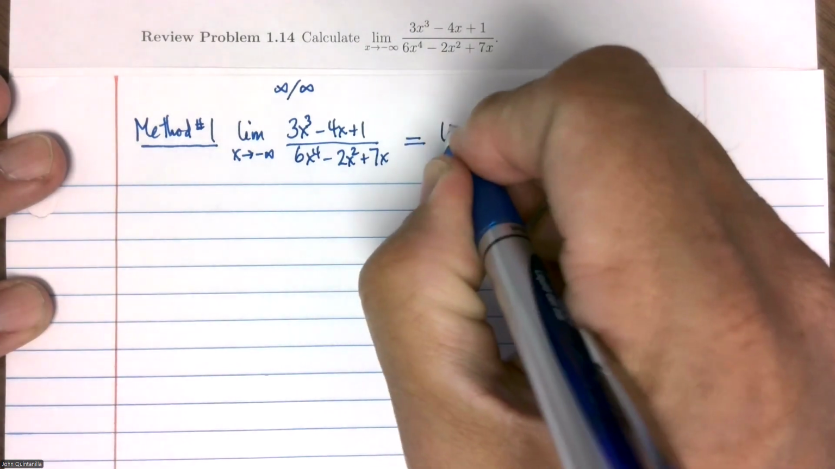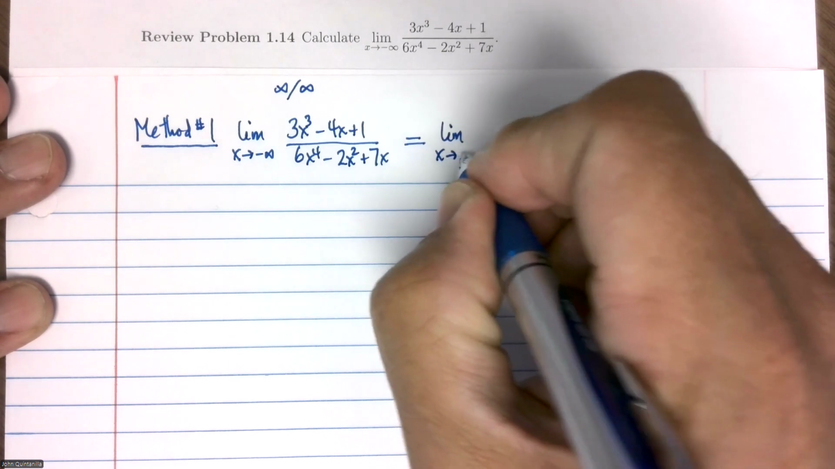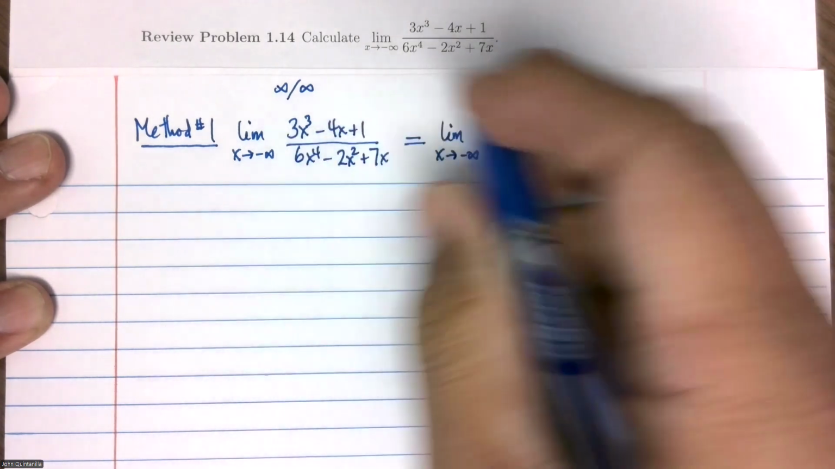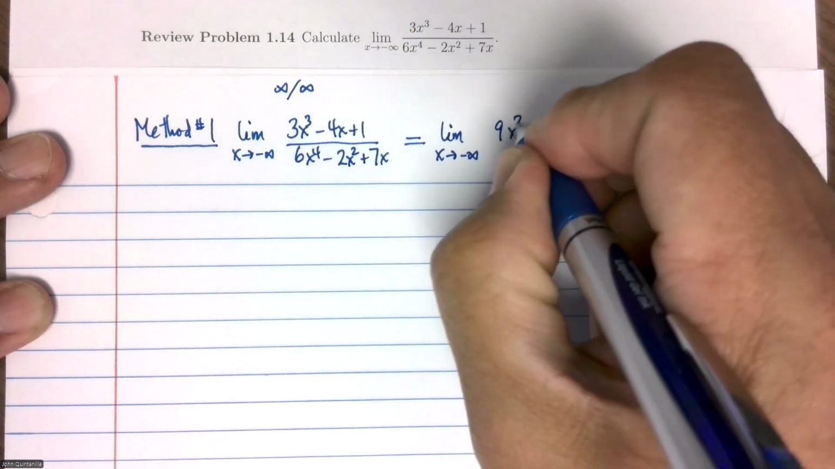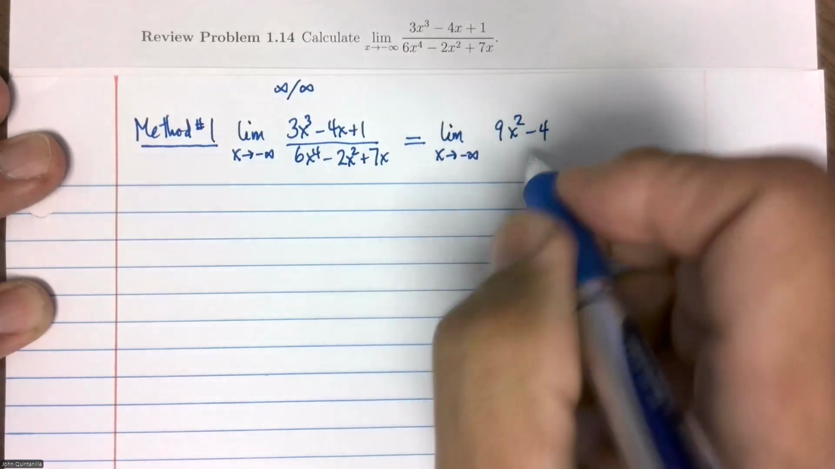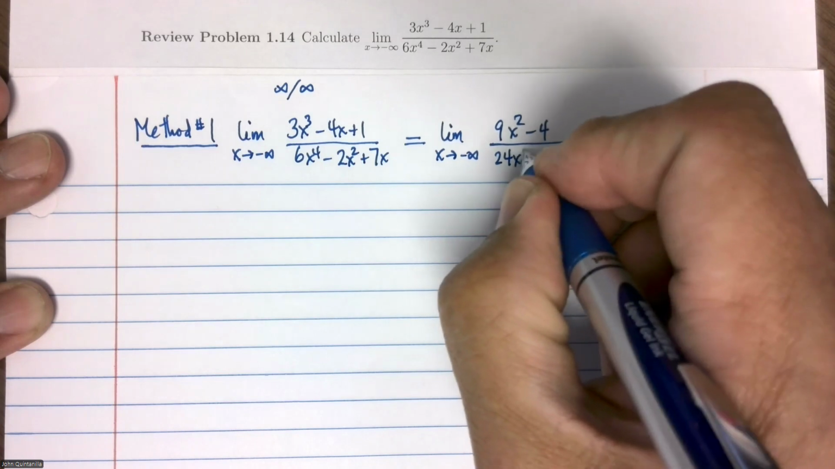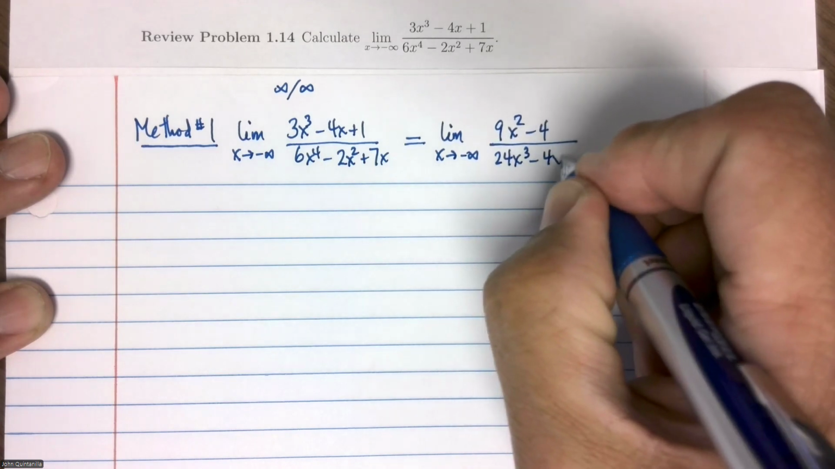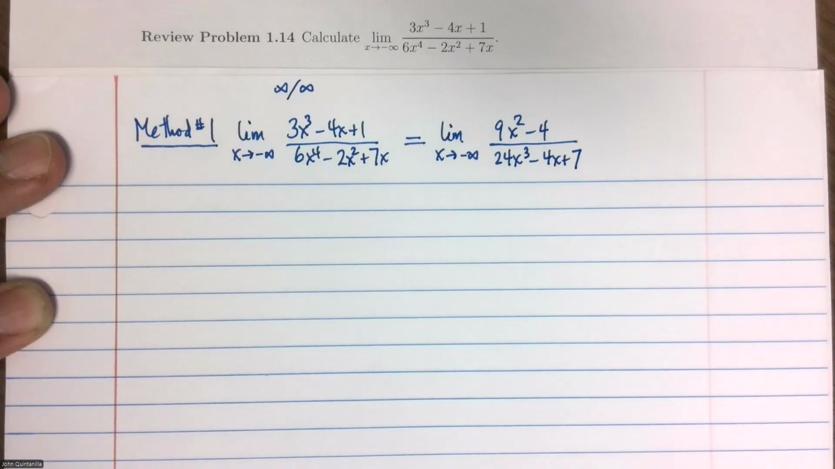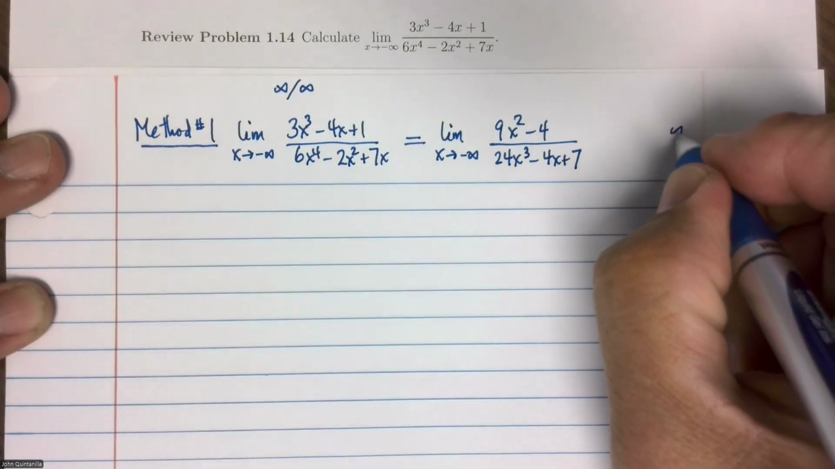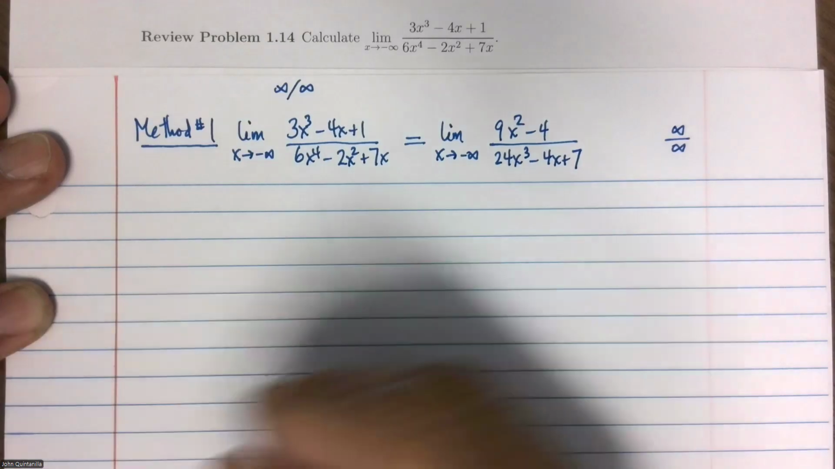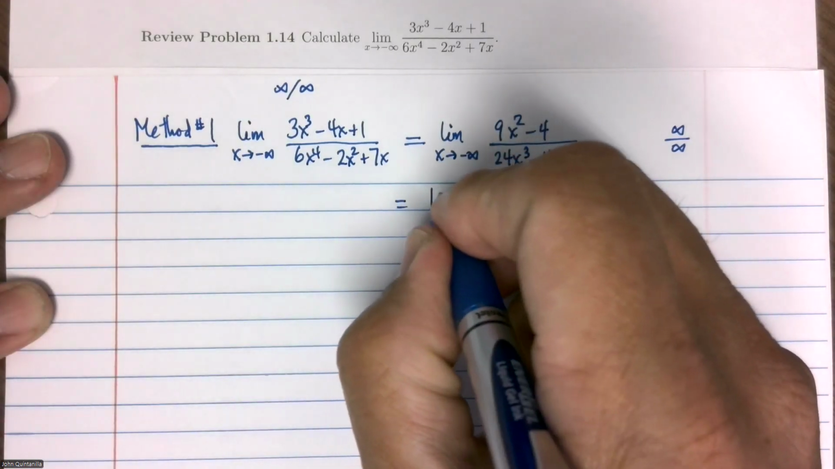And so we take the derivative of the top and the derivative of the bottom. So the derivative of the top is going to be 9x squared minus 4. The derivative of the bottom is going to be 24x cubed minus 4x plus 7. Okay, now once again, this has the form infinity over infinity. And so we use L'Hopital's rule again.